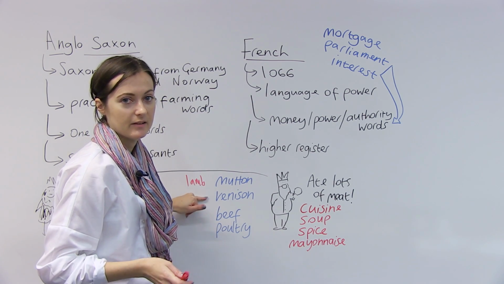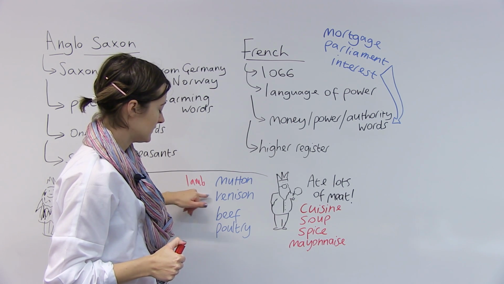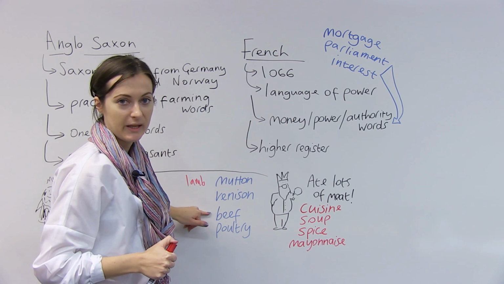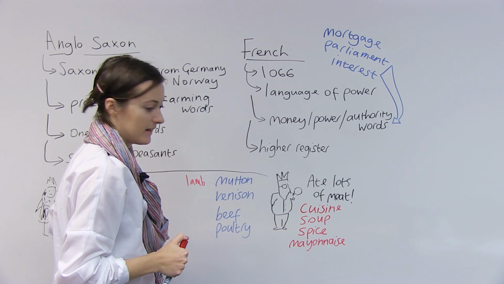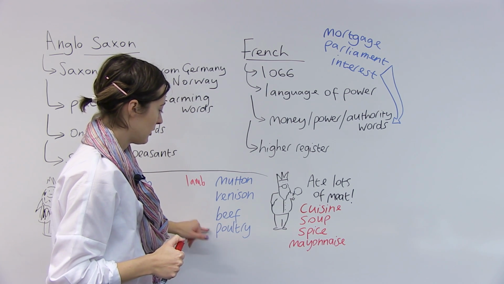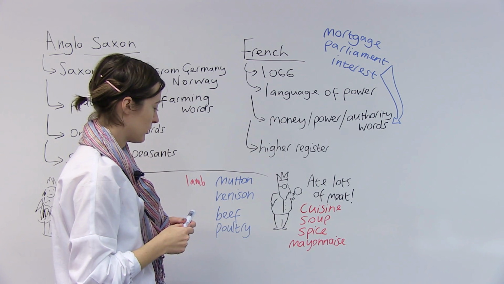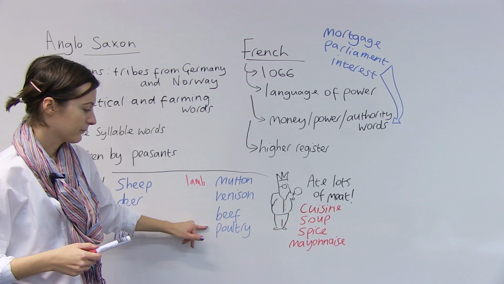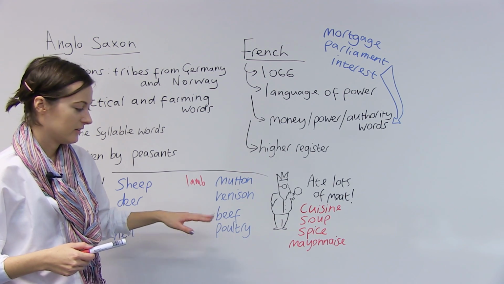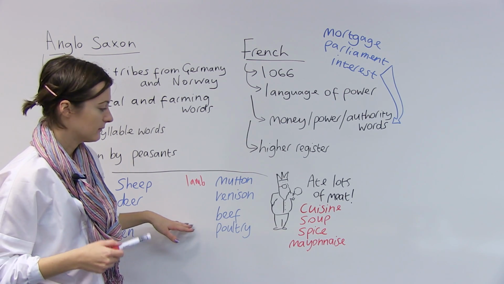Deer is venison. The meat for that is called venison. The meat for cow is beef, and the meat for hen is poultry. But this is a more general word for chicken and other birds that you can eat.